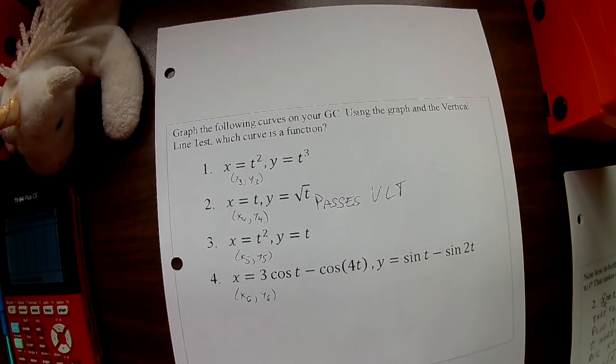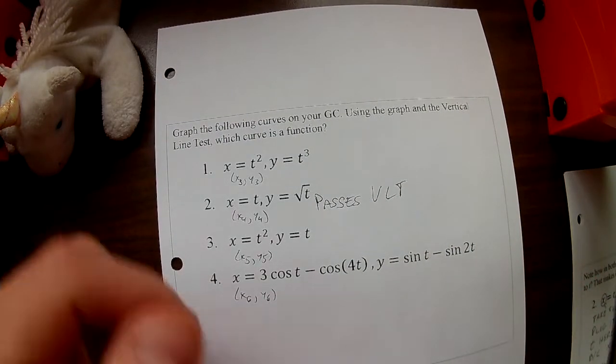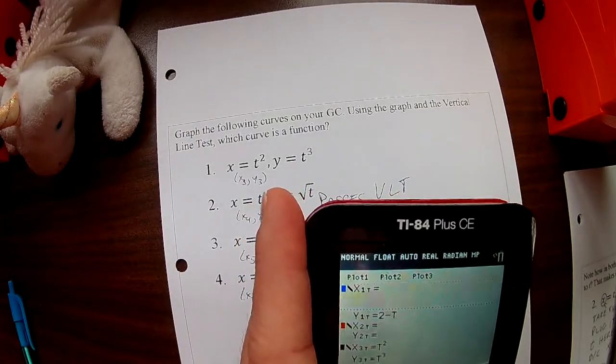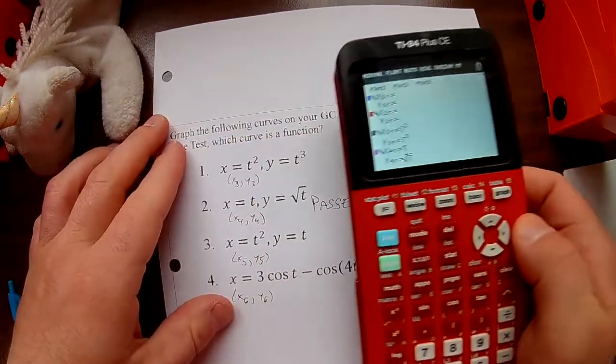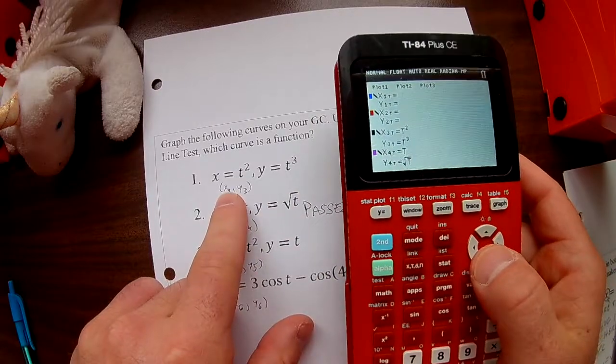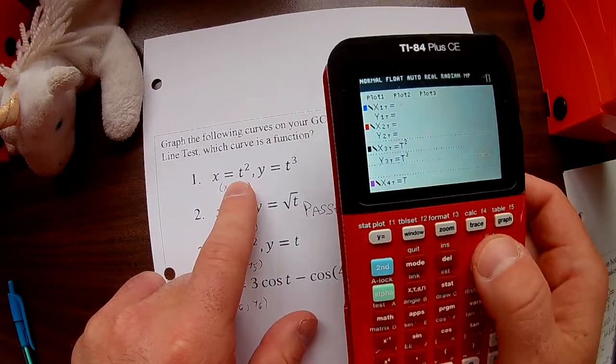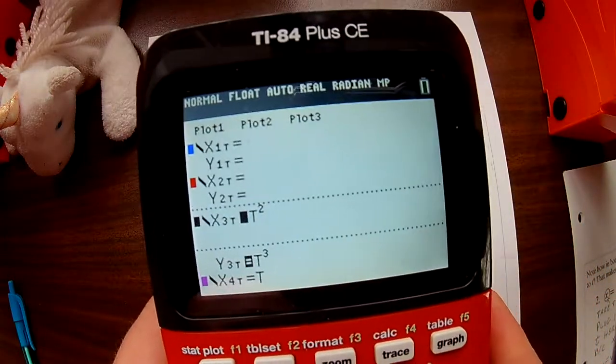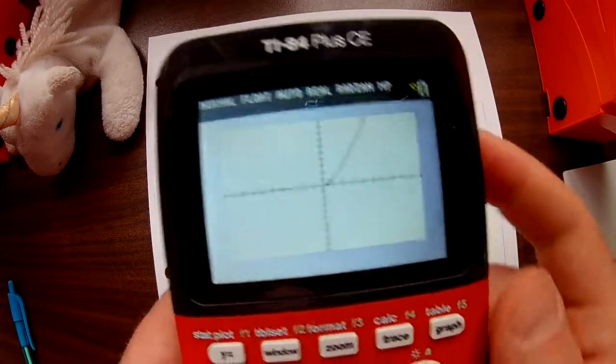That is the only function on there that passes the vertical line test. And now you guys get to see what I had. Oh, well, let's see. Number 1 is t squared and t cubed. Hey, look! That's my x3 and y3 right there. So I'm just going to turn this on, and I'm going to go over to my graph.